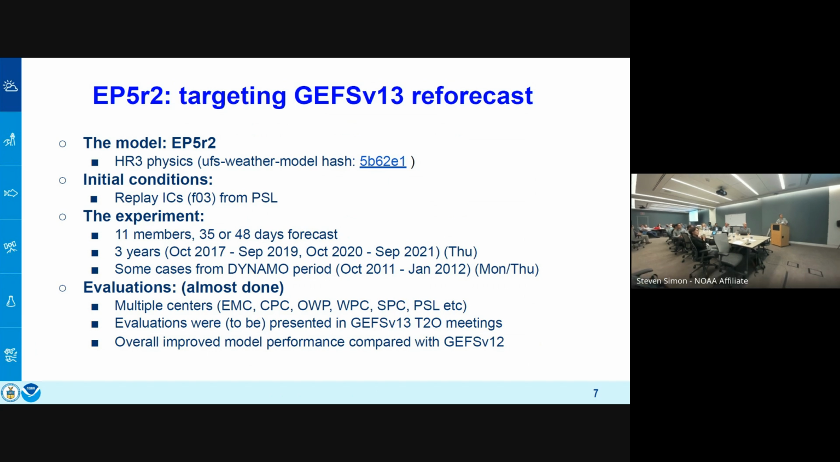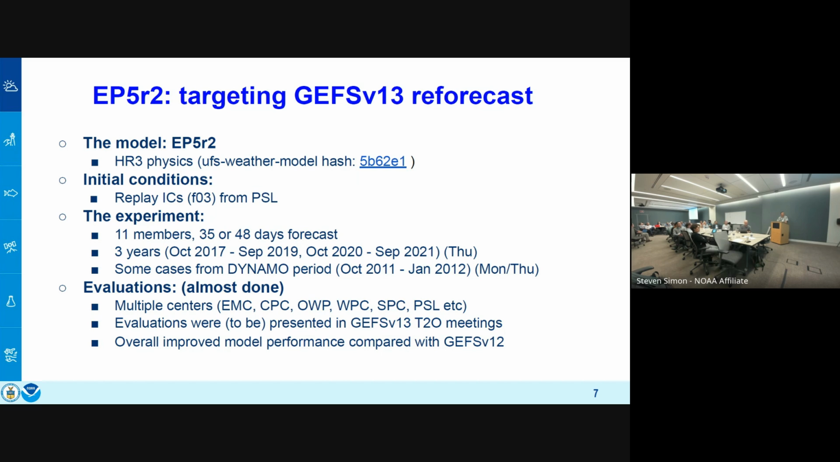We have 35-day forecast, and also a portion of the experiment has 48-day forecast. These are 3-year experiments, and for the dynamo period, we have 48-day forecast. So evaluation is still ongoing, but we have finished several presentations. And I also want to mention, we have multiple centers involved in these evaluations, not only EMC, but CPC, OWP, WPC, SPC, PSL.